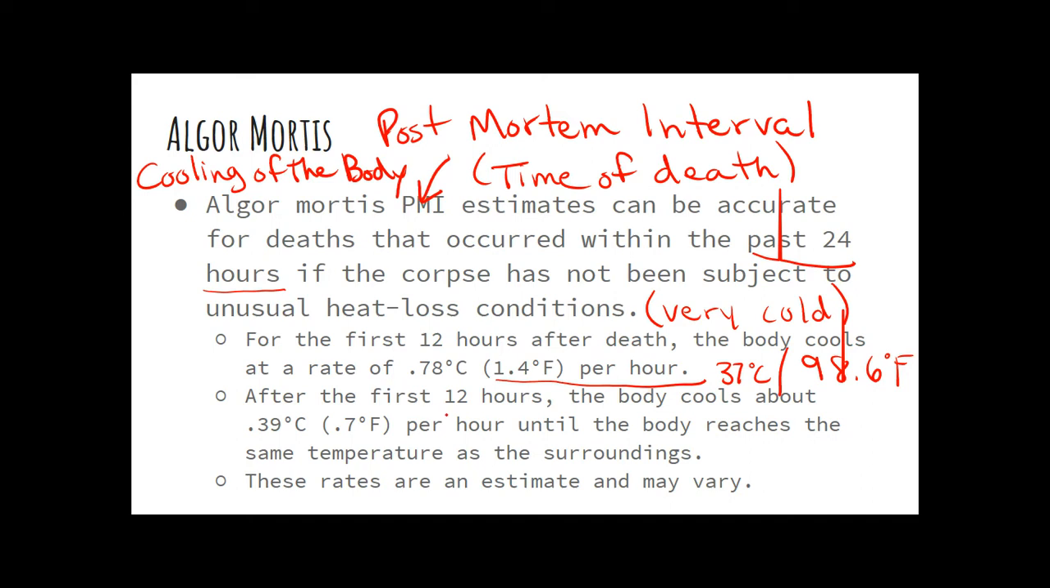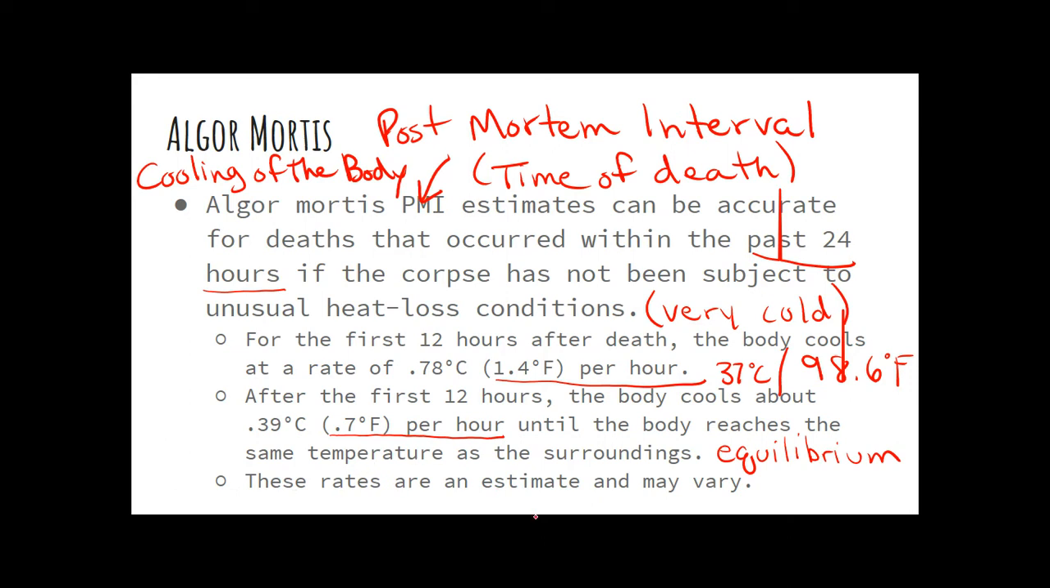But after the first 12 hours, the rate of cooling slows down. It's not cooling off as fast because now the body's temperature is closer to the room temperature. So it's not losing heat as quickly. Now we're only losing about 0.7 degrees Fahrenheit per hour until the body becomes the same temperature as the surroundings. And that is, if we remember, equilibrium. We're looking to be equal with the surroundings.